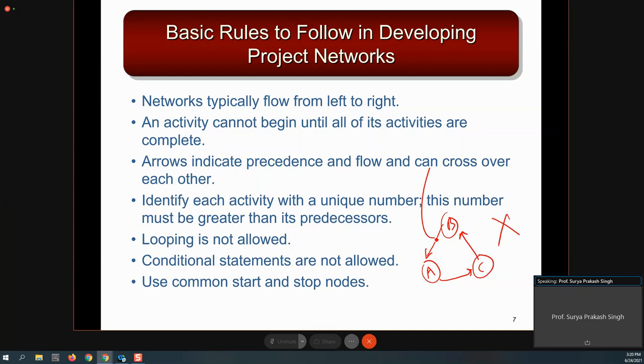But if I rephrase it like this, A, B, and C, this is allowed, because there is no loop. It means that B can start once A is over, and C can start once B is over. So the project will end at some point of time.